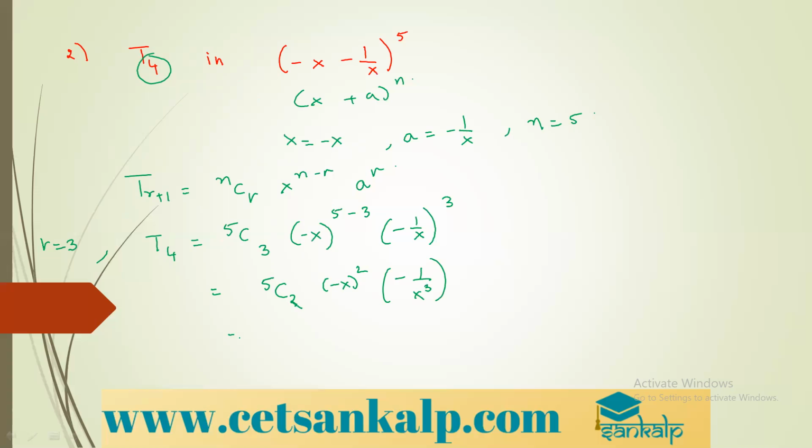Now 5C2 is 5 into 4 by 2. This is x square. Minus sign will be there. X cube will be there. 2 2's will be there. So minus 10. X square and x cube will cancel by x. So minus 10 by x can be taken as the fourth term.